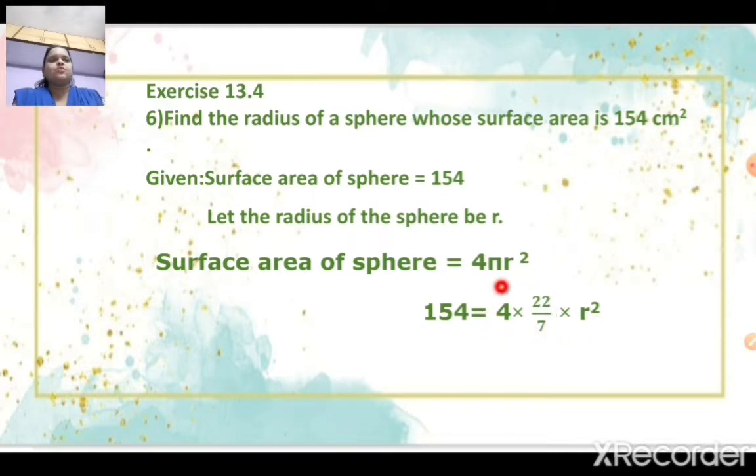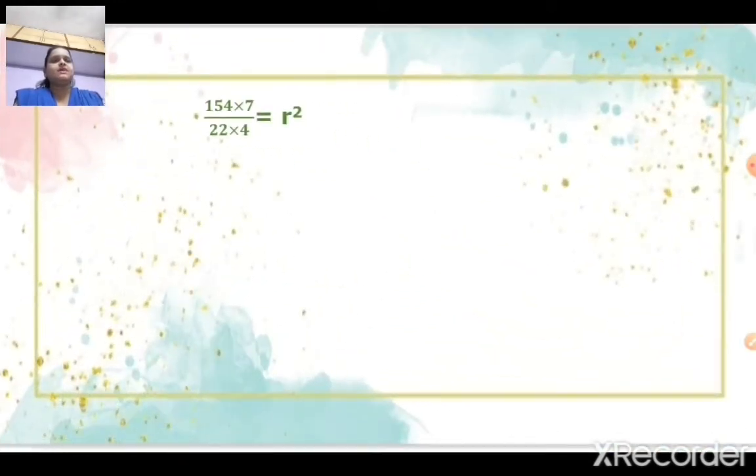Now bring this 4 into 22 by 7 to the left hand side. Yes, so what will it become then? So 154, if you bring the 7 here, it will go in the numerator. So 154 into 7. 4 and 22 in the numerator will go in the denominator. So we will get r square equal to 154 into 7 upon 22 into 4. Now let us see the calculation part. So the same step I have written once again.